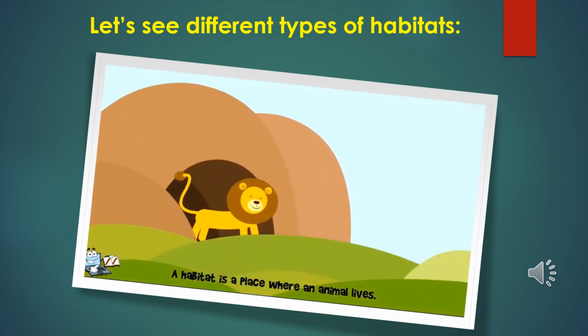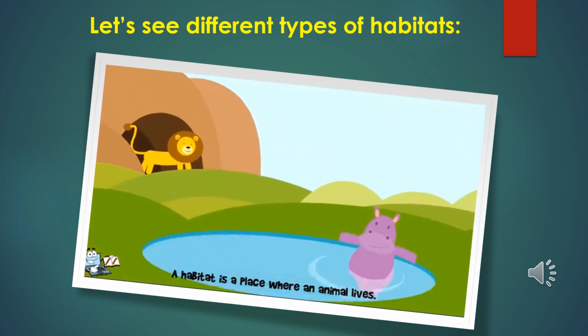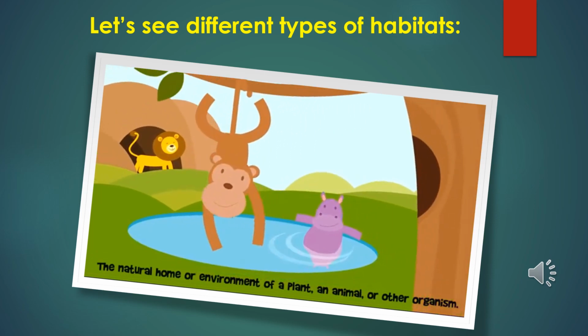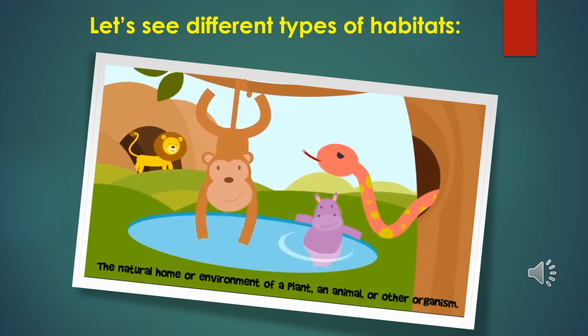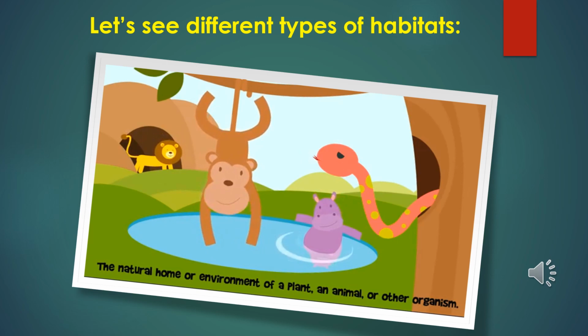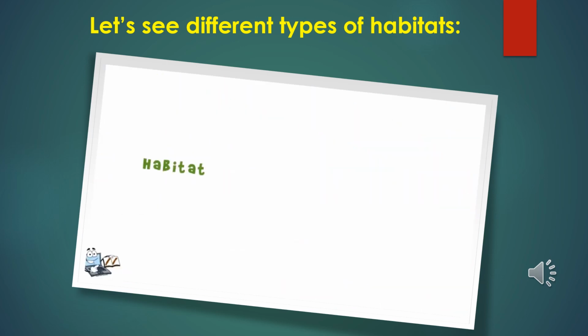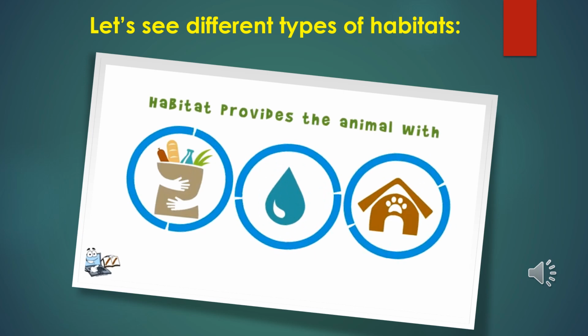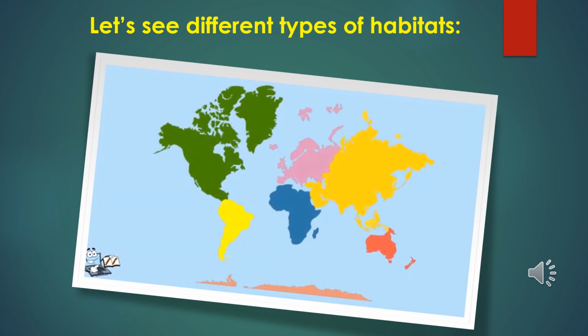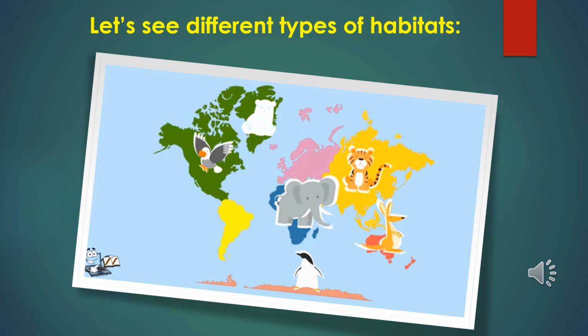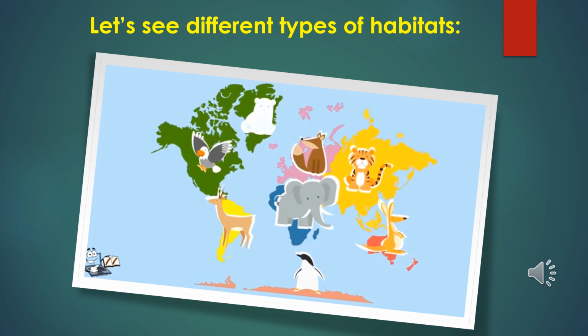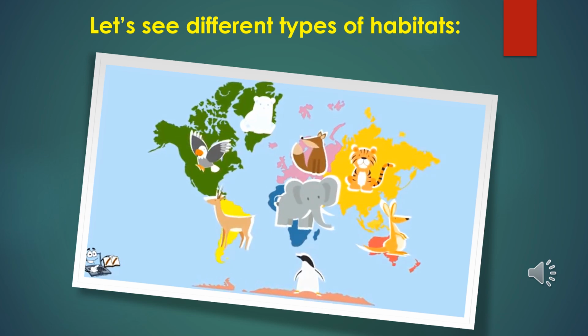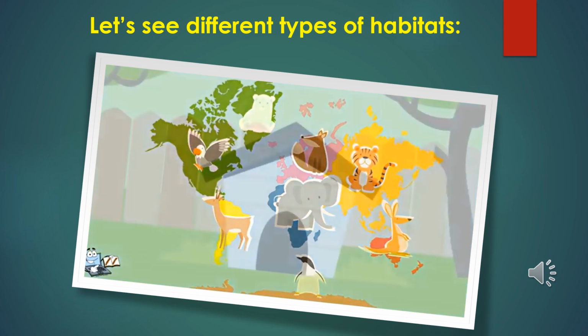A habitat is a place where an animal lives. In other words, the natural home or environment of a plant, an animal, or other organism. Habitats provide the animal with food, water, and a place to live. There are many different types of habitats around the world, from grasslands to forests, and from big mountain slopes to large deserts. Different habitats are shelter to different animals.